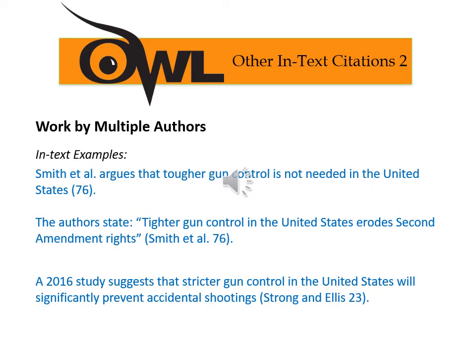All right. If the entry in the Works Cited list begins with the names of two authors, include both last names in the in-text citation connected by the word and, lowercase, A-N-D, right? Not the symbol, the ampersand, but just the word, lowercase and. So in the first example, Smith et al. argues that tougher gun control is not needed in the United States.